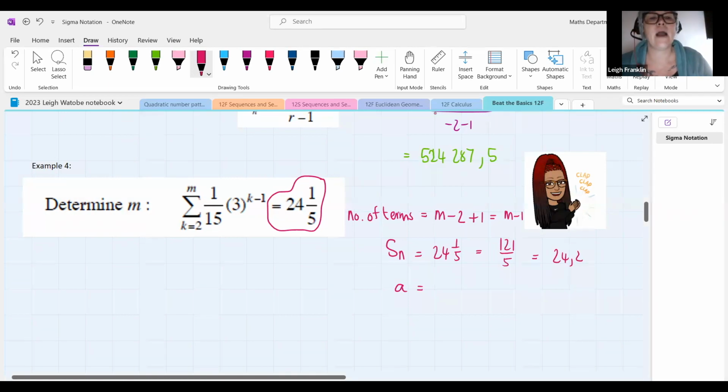Can we work out what A is? Can we work out what D or R is? We don't know if we've got a D or an R. Let's go and sub in. I want you guys to sub in and tell me whether it's a D or an R and what is the value of that D or R. I'm going to let you do this bit on your own.